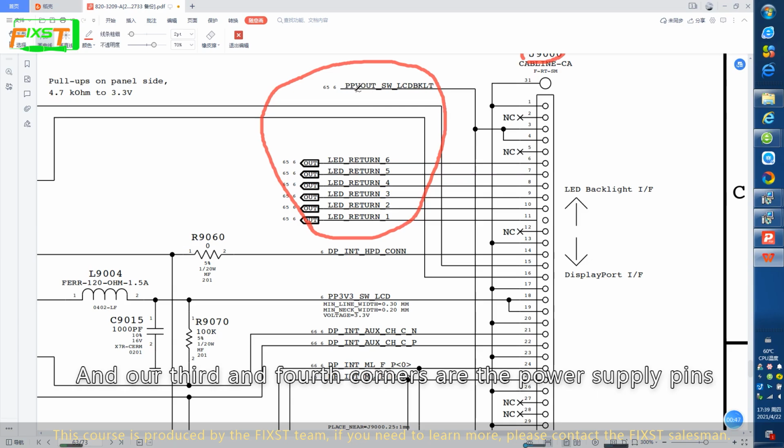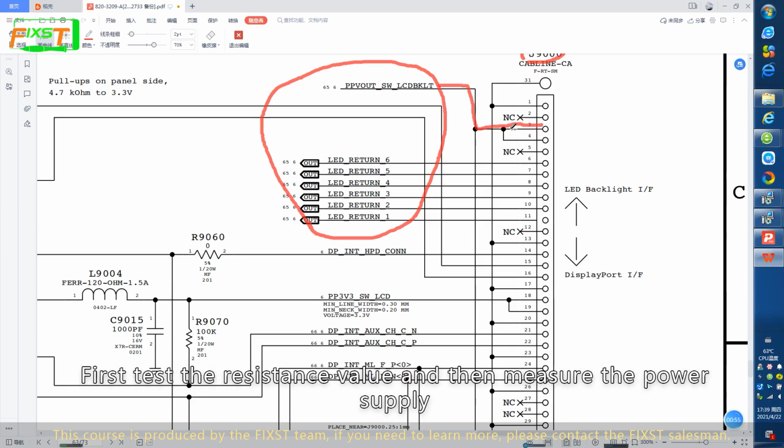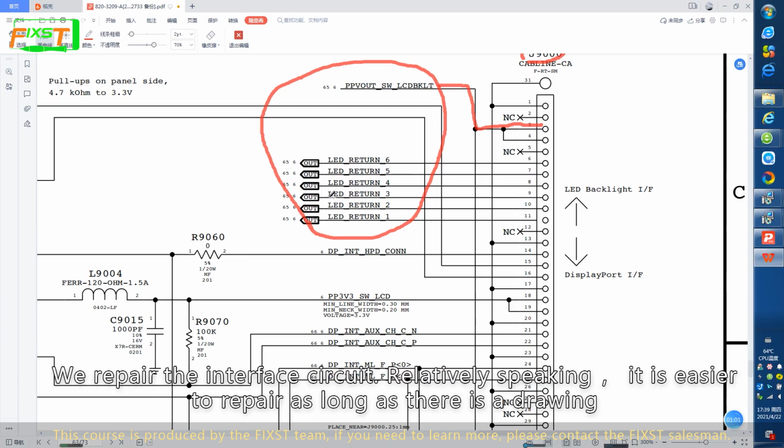And our third and fourth pins are power supply pins. These pins need not only the power supply measurement but also the resistance value. First test the resistance value and then measure the power supply. If any component of this pin is broken, it will cause the brightness to be low. We repair the interface circuit.